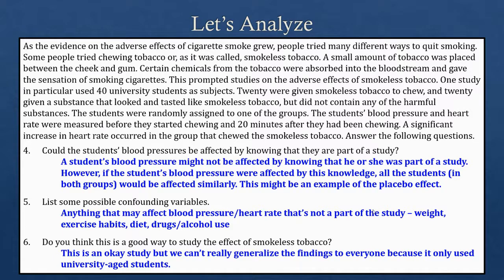A 20-year-old that's in college is going to have a much different heart rate or blood pressure on average than a 65-year-old, someone who has been smoking or had an entire lifetime of possible health issues. So because we only used university age students, this would be a really hard study to generalize towards a population that includes a wide range of ages.